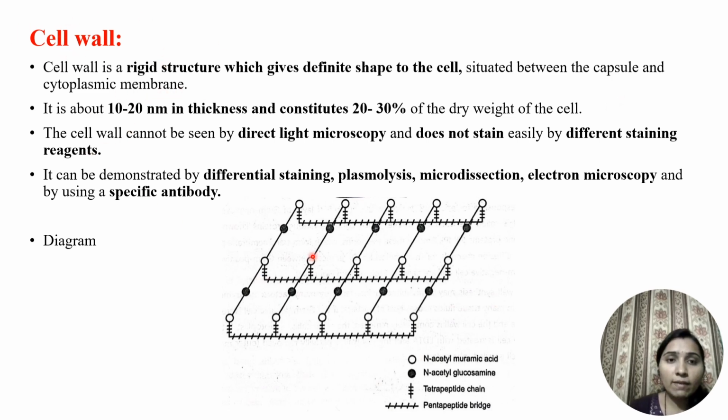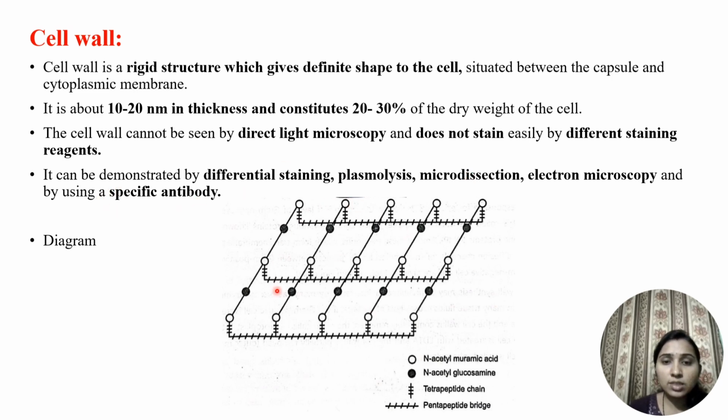This cell wall is around 10 to 20 nanometer in thickness and constitutes around 20 to 30% of the dry weight of the cell. The cell wall cannot be seen with direct light microscopy and does not stain easily with different staining reagents. So we require differential staining, plasmolysis, microdissection or electron microscopy, or we can see it by using a specific antibody.